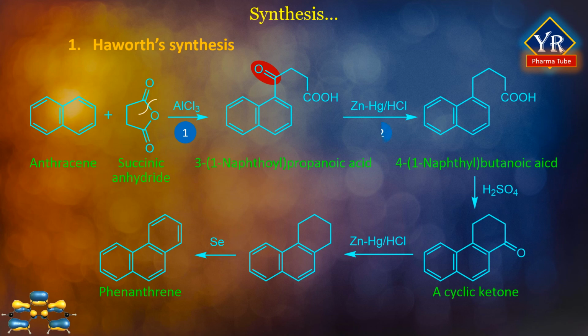The second step is the Clemmensen reduction reaction that reduces 3,1-naphthyl propanoic acid to 4,1-naphthyl butanoic acid, in which the carbonyl group is reduced to CH2. In step 3, 3,1-naphthyl butanoic acid undergoes cyclization at the second position of naphthalene to give a cyclic ketone. This ketone on Clemmensen reduction followed by dehydrogenation with selenium or palladium carbon as a catalyst results in the formation of phenanthrene in steps 4 and 5.